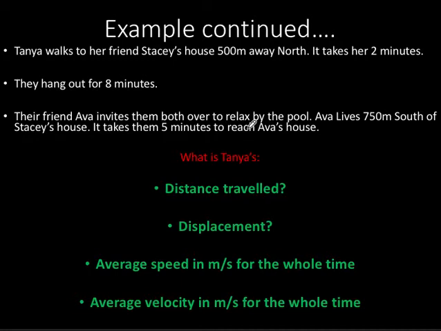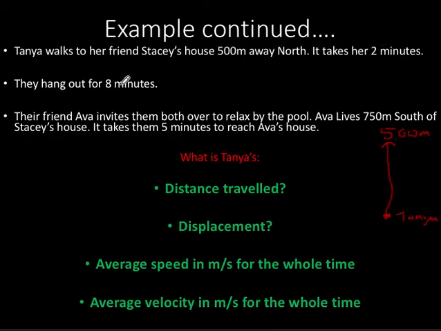The best thing I would recommend is to actually draw out the movement. So let's start with Tanya. Tanya starts here, that's her starting position, and I can just write Tanya here. That's where Tanya starts, and then she walks to her friend Stacy's house 500 meters away north. So let's draw this arrow here, and this is 500 meters away north. Now, if you've got a writing book next to you or a piece of paper and a pen, definitely do it with me because you could certainly do it a lot neater than what I can do with my mouse. The journey takes her 2 minutes.